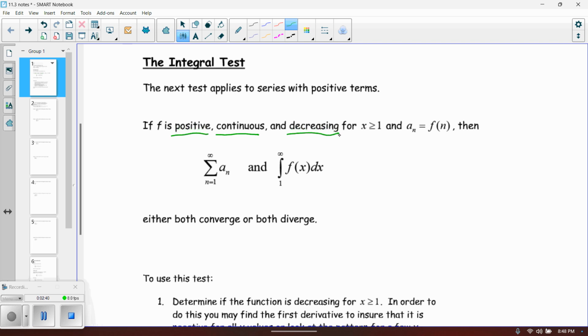If that is the case, if the integral from 1 to infinity of f of x converges, then so does the sum. If the integral from 1 to infinity of f of x dx diverges, then so does the sum. Whatever one does, the other will do the same thing. So they're either both going to converge or both going to diverge.